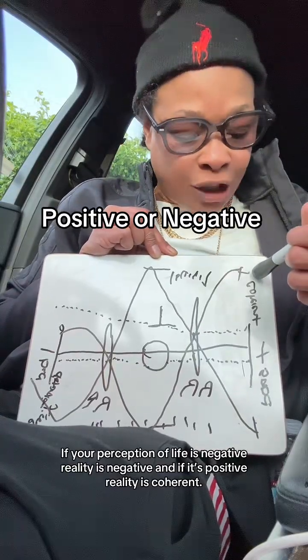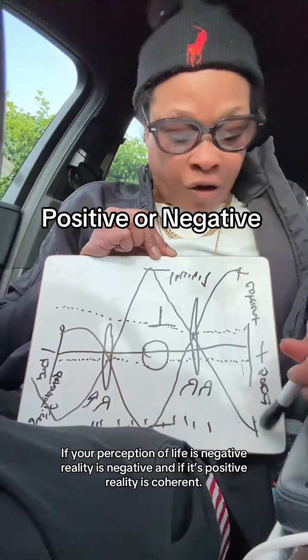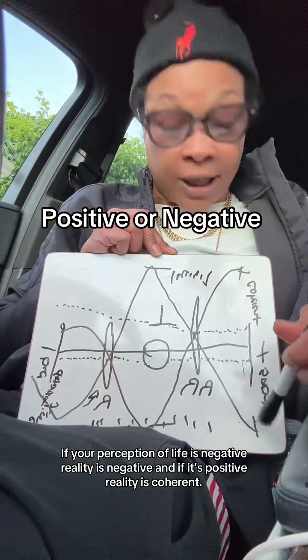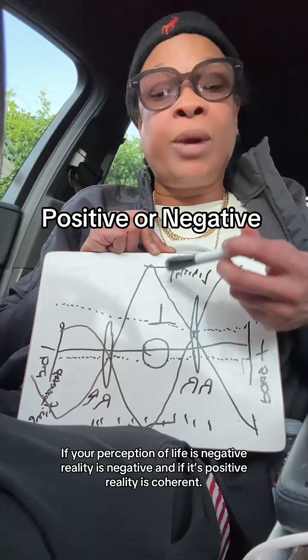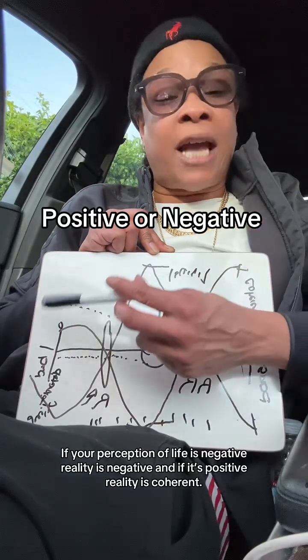So as you get your perception, the perception creates the tone. The tone creates the line. The way that the line travels creates the rhythm. The rhythm creates the flow.